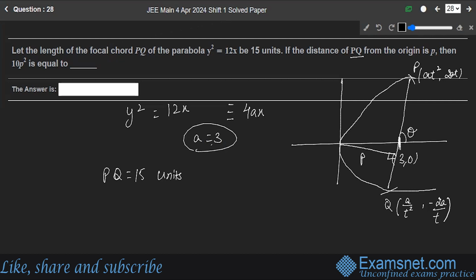What the shortcut can be over here, you can have the formula for the length of the focal chord, that is the chord which is passing through the focus and making an angle of theta with the x-axis. This is given by 4a cosecant square theta.